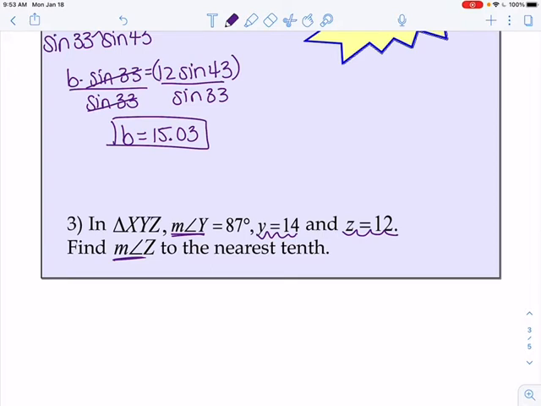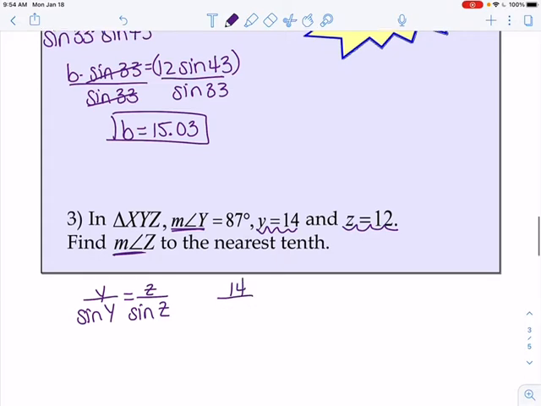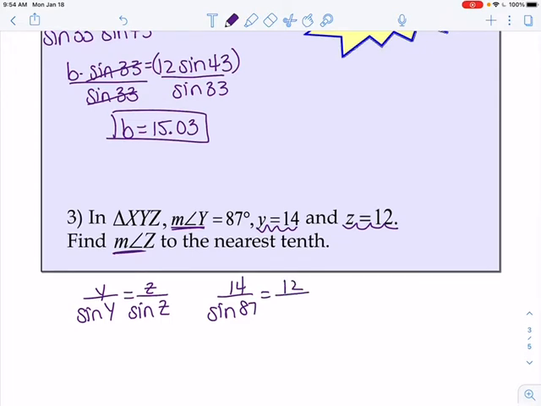So again, I'll use the letters that are in the problem here. So I know something about Y and Z here. So I'm going to say little y over the sine of Y is going to equal little z over the sine of big Z. Okay, so again, little y is going to be 14. I'll write it to the right here. So I'll have 14 over the sine. Angle Y was 87, so over 87. Little z is 12, and I'm looking for the measure of angle Z on the right. So I'm going to have the sine of Z here.